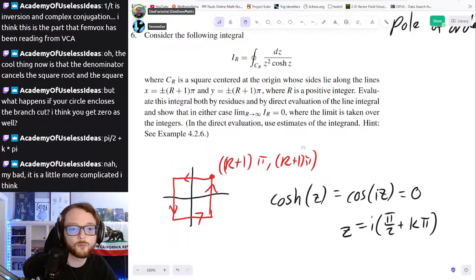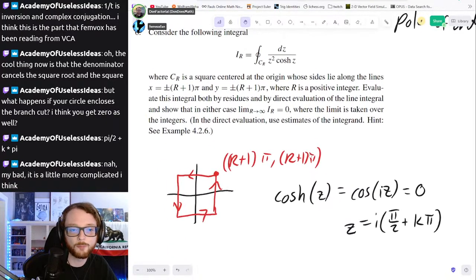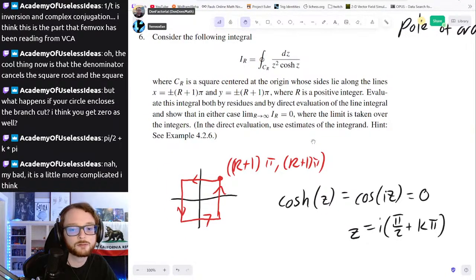So I think the zeros of cosh are at i times (pi over 2 plus k pi). Nice, okay, looks good. Oh, so they're on the imaginary axis. Yeah. And then we've got a pole of order 2 at the origin. I was about to say it might be order 3 because of the cosh, but no, cosh 0 is not 0. So it's only order 2.